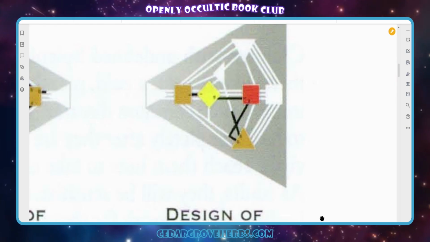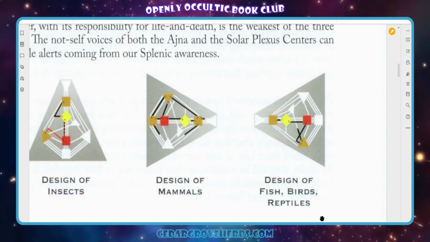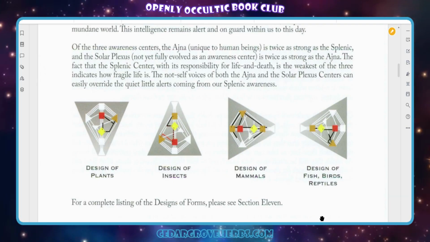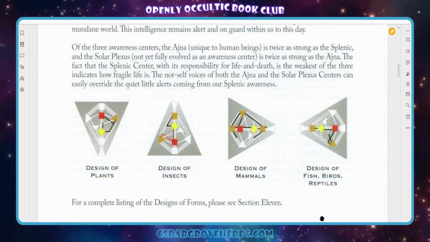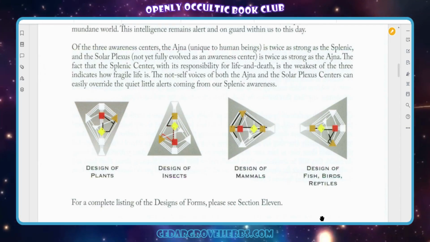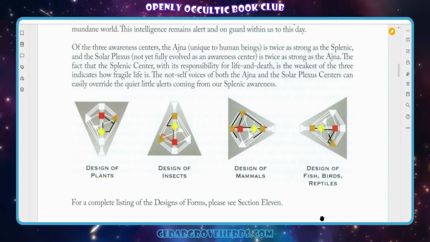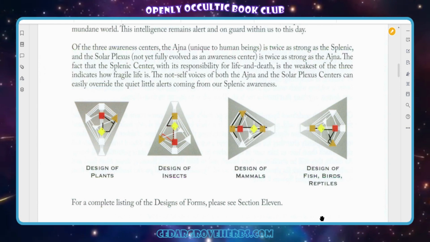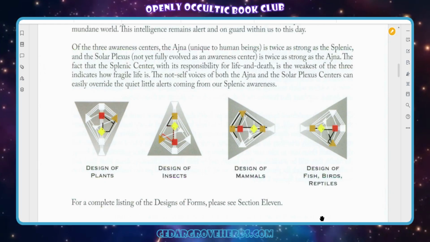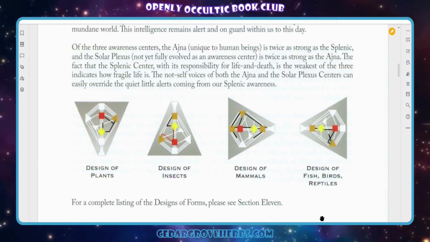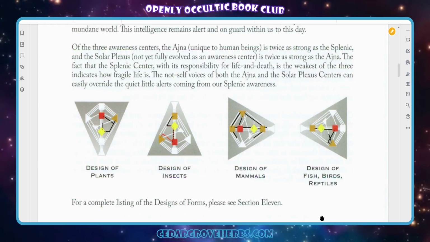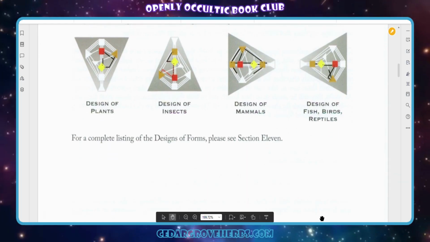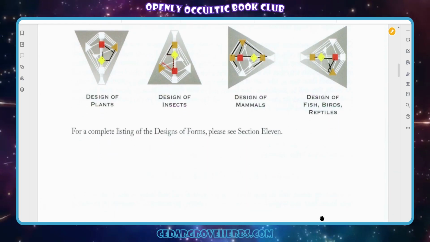Okay, interesting. So all of them have 8 centers. Plants, insects, mammals, and fish, birds, and reptiles all have 8 centers. As humans, we have 9 centers according to Ra Uru Hu, the founder of the Human Design System. And it says, for a complete listing of the designs of forms, please see section 11. Wow.